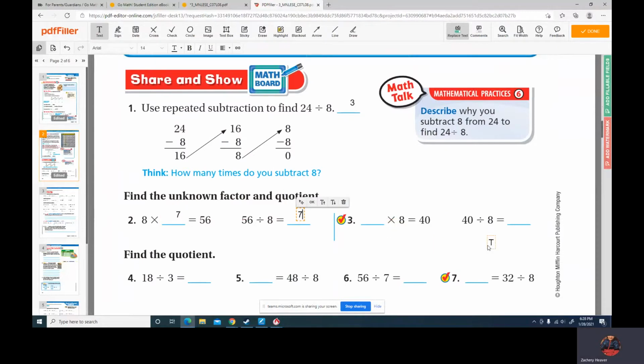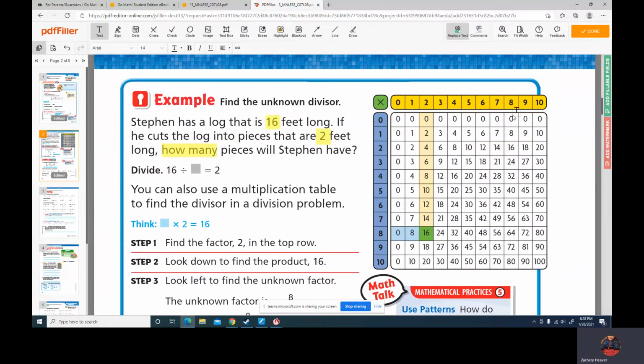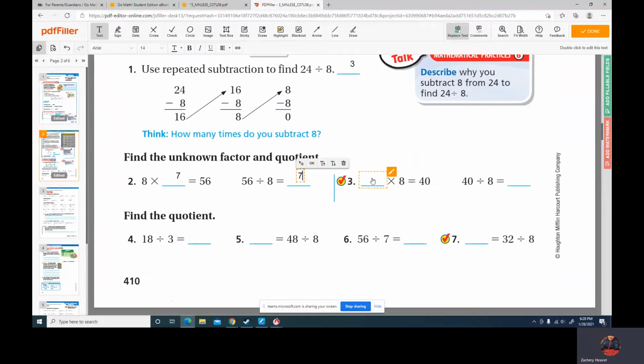What times 8 equals 40? Okay, well, let me go over here and find 8. Go down to 40. Go all the way over. It's 5. And that's going to fit both of these equations. So 5 and 5.